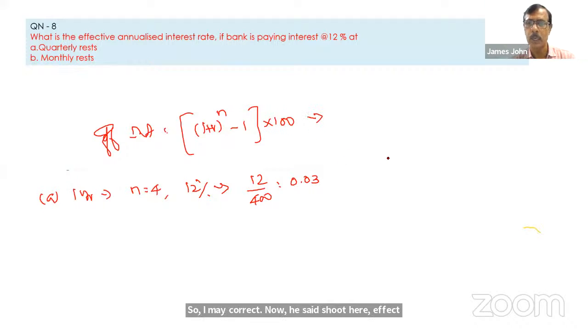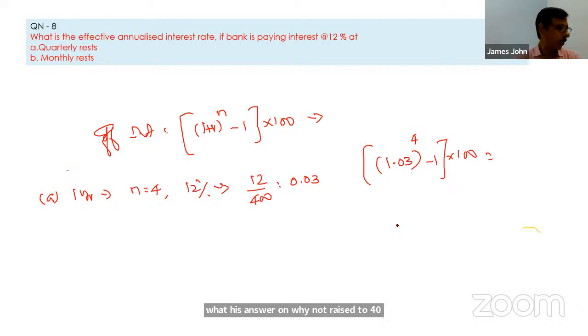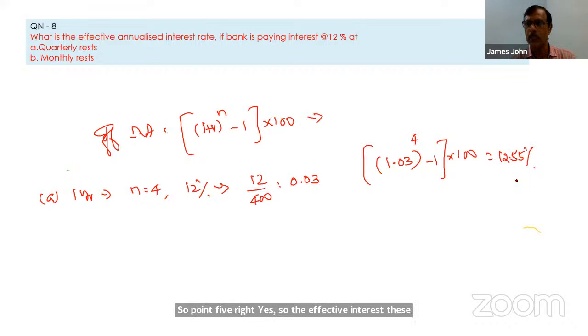Now substitute here. Effective interest is 1.03 raised to 4, minus 1, into 100. You will get the answer. What is the answer? 1.03 into 1.03 into 1.03 into 1.03, minus 1, into 100. What's the answer? 12.55. Yes. So the effective interest is 12.55%.